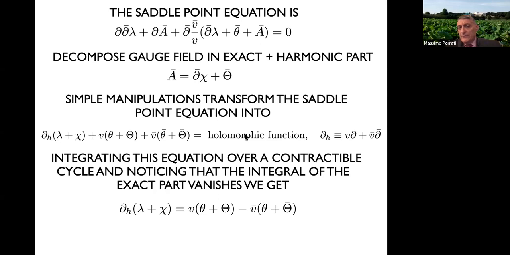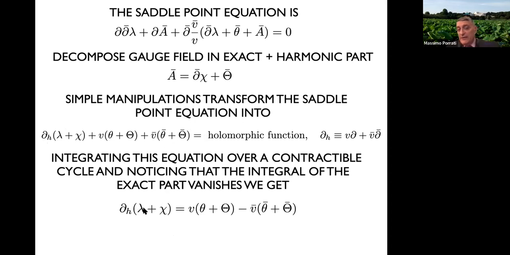The function only of the local coordinate z on the Riemann surface, on the leaf of my foliation. Now, when you take an integral of this equation along a contractible cycle, the exact part vanishes by construction because it's exact. What you are left with is an integral of these two harmonic pieces along a homology cycle, which has to be equal to the integral of a holomorphic function along that cycle. And again, it's easy to see that it leads to the following equation.